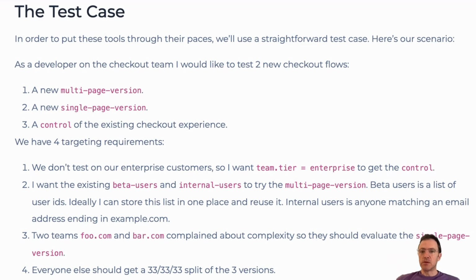And we have a couple rules. We don't want to test it on enterprise. We want the beta users to get the multi-page version. That's a custom set, hopefully a shared segment of a number of our users. We want internal users, email ends with our domain, to get the multi-page version. And we have 2 teams, emails ending in foo.com and bar.com. They should get the single page version. Everyone else should get a 33, 33, 33 split of those 3 variants.